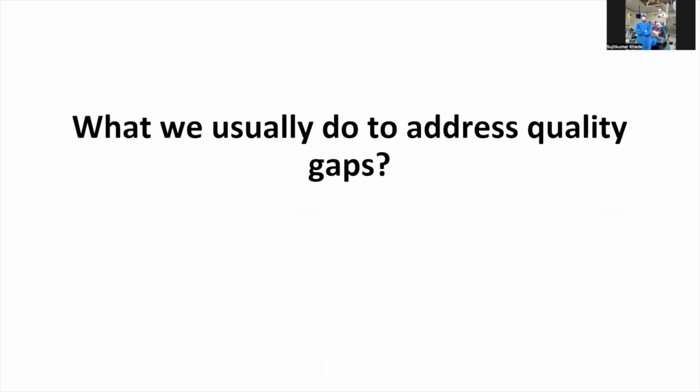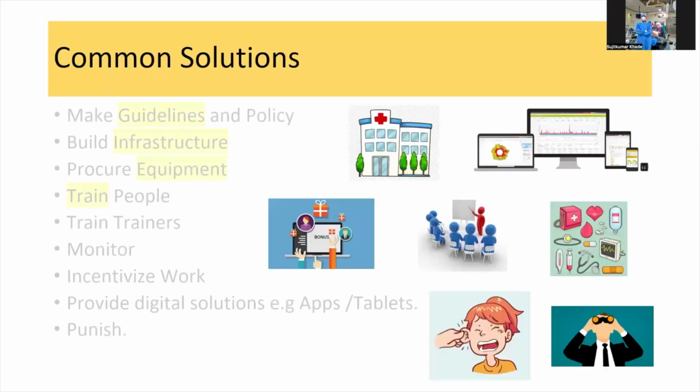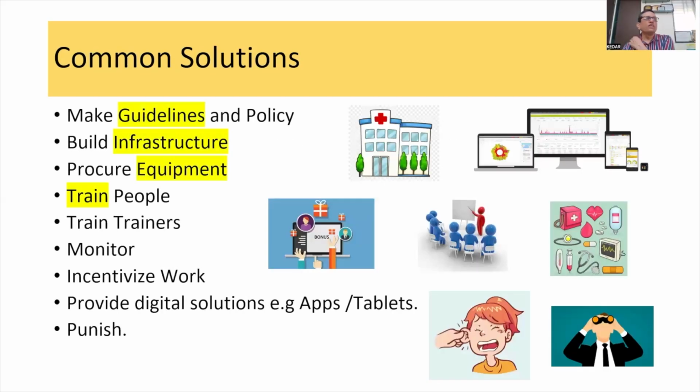We hold responsible many persons involved in the system. We try to put accountability or the blame. Yes. Anyone else? We must improve the training of the people. Training. We properly follow the checklist. Correct. Training, education, checklist. Right. Communication. Communication, yeah. So generally the common solutions we employ are that we make guidelines and policy.